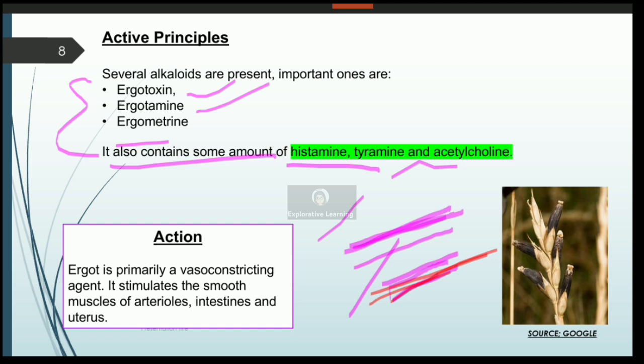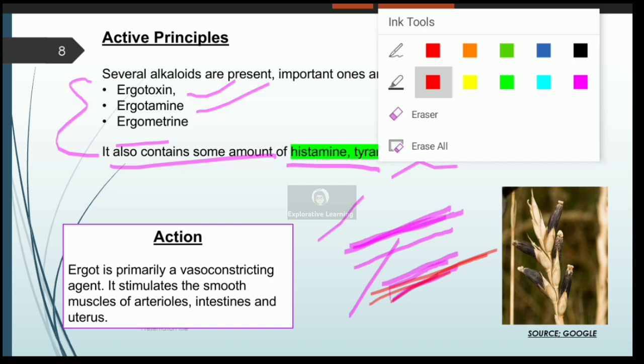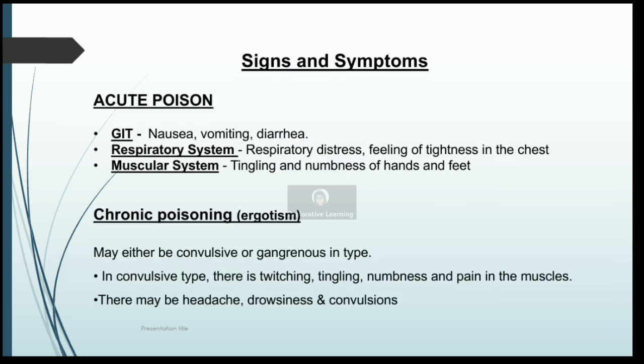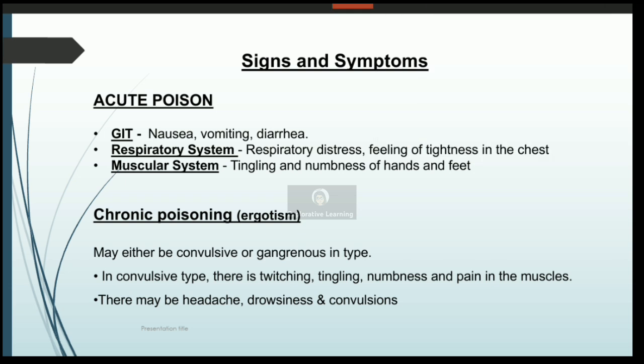This condition might be slightly severe. Other than ergotism, it can also be observed due to some underlying medicinal or disease condition in the patient. Then it also stimulates the smooth muscles. It can be your arterioles, intestine or uterus.